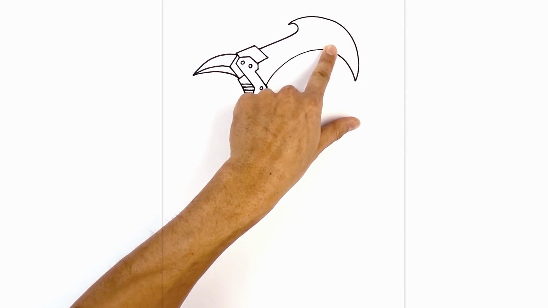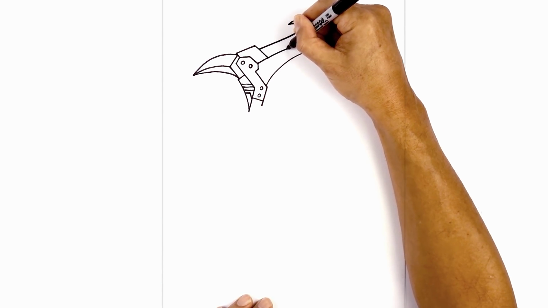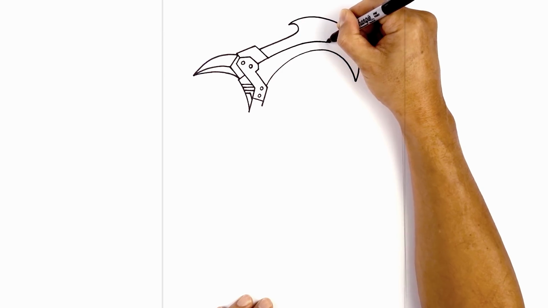From here, I want to add the beveled edge along the bottom. So we start from this point, we're going to curve out. Now I'm just going to round this out and pull it in towards the bottom point.